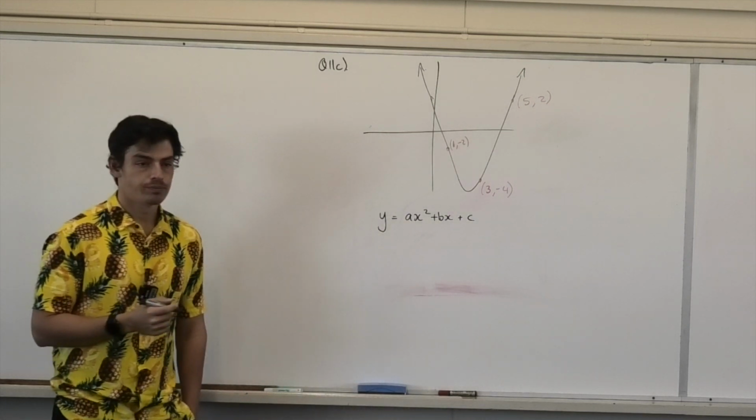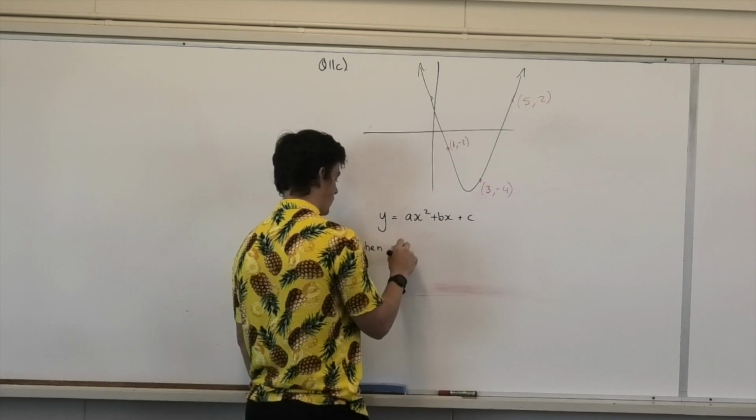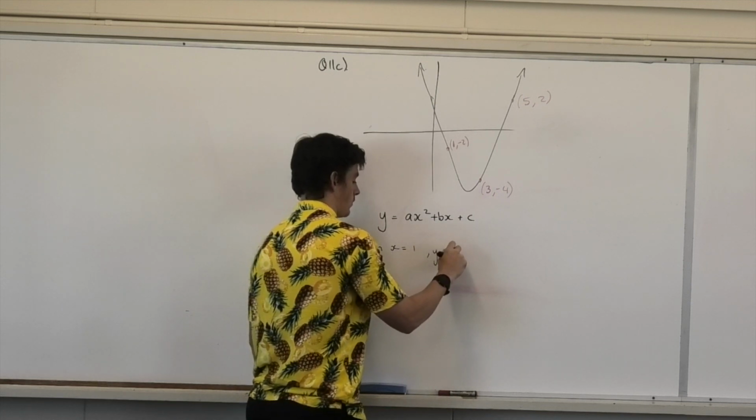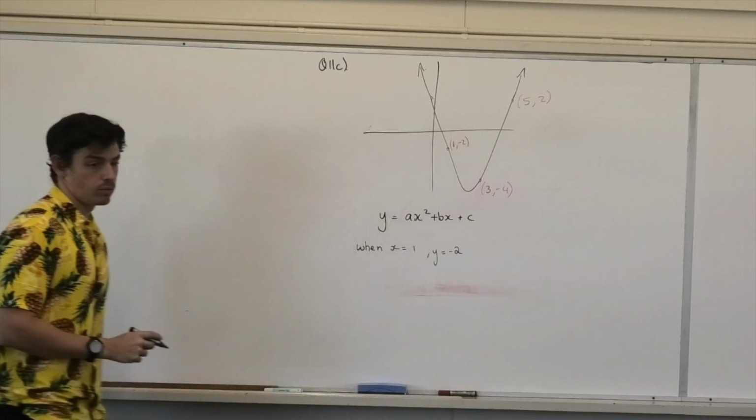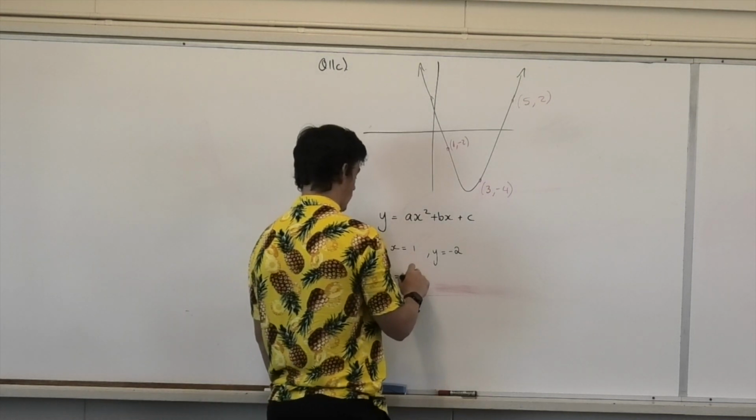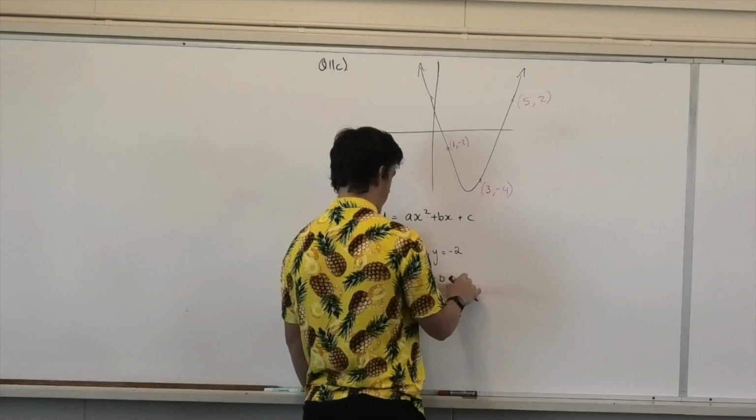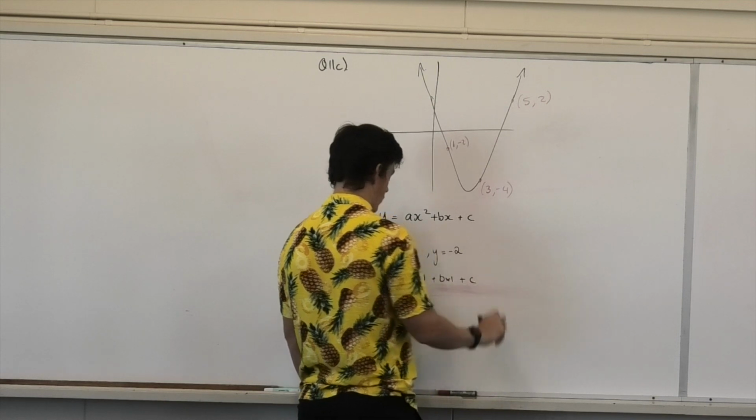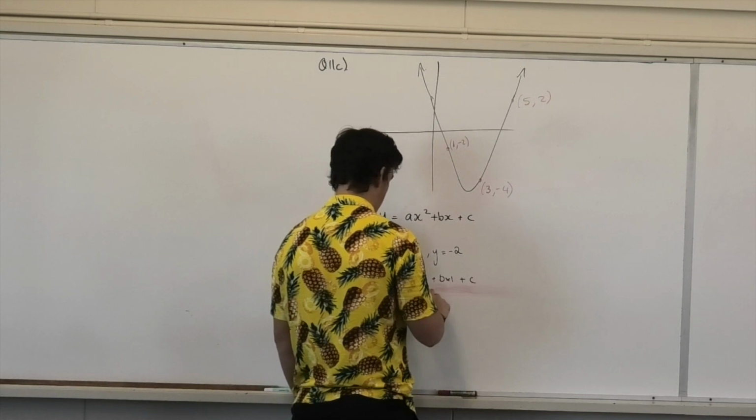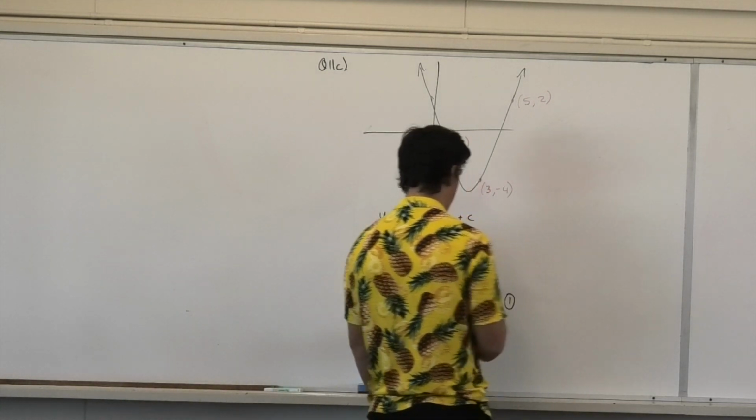So what do we know? Correct? When x equals 1, y equals negative 2. So we know negative 2 equals a times 1 plus b times 1 plus c. Correct? I'm just going to simplify that. Negative 2 equals a plus b plus c. I'm just going to call that 1 for now. I'm going to rearrange that later.